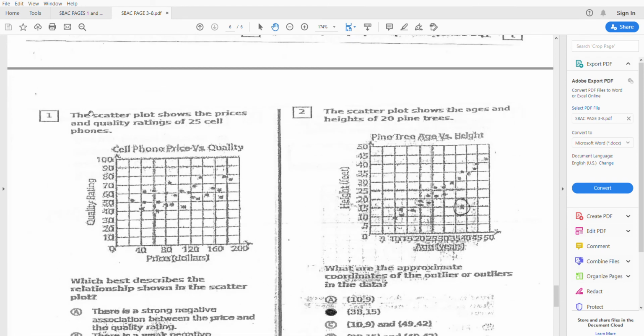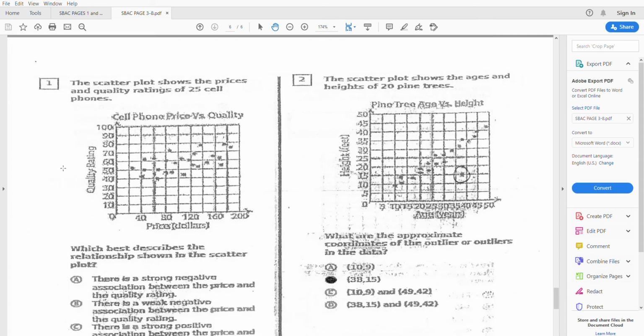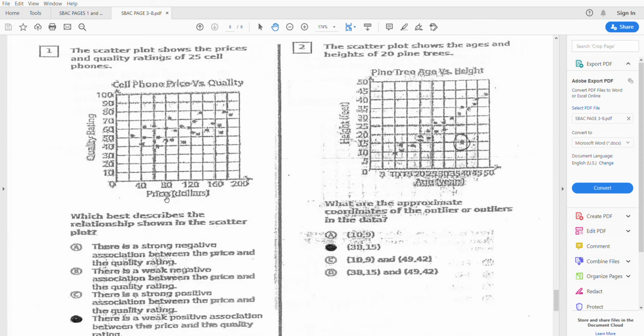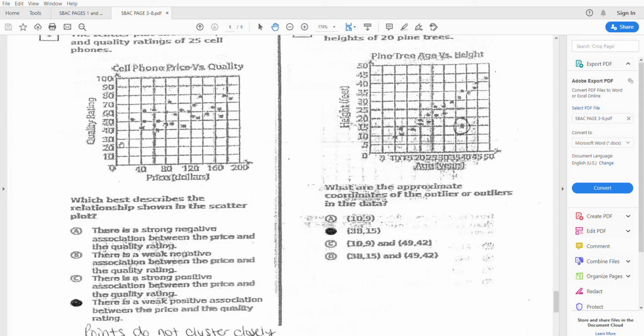Let's see. So the scatter plot shows the prices and quality ratings of 25 cell phones. Which best describes the relationship shown in the scatter plot? So the correct answer here is D. And we say D because there is a positive association. It is going up. The better the phone, the higher the quality.